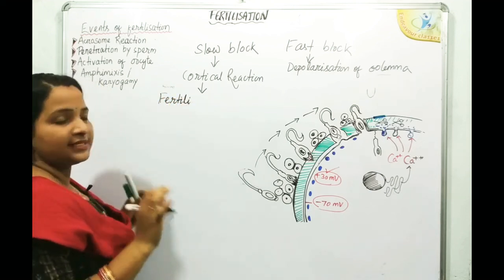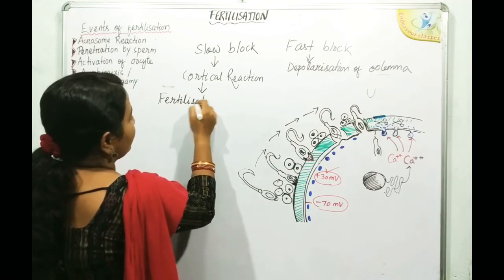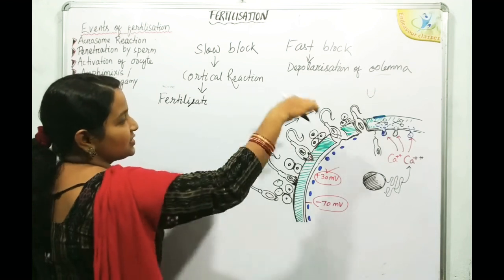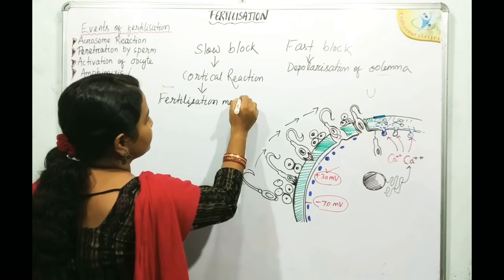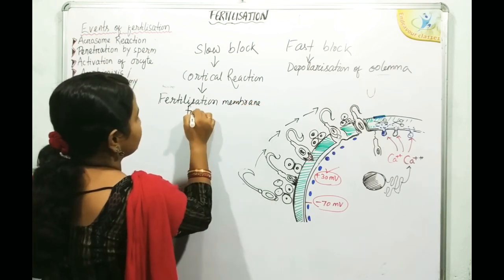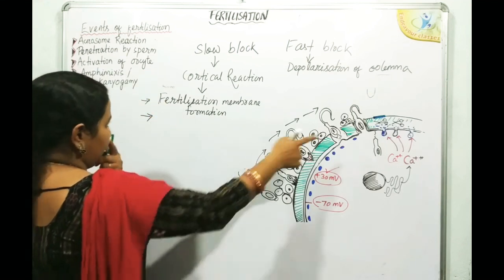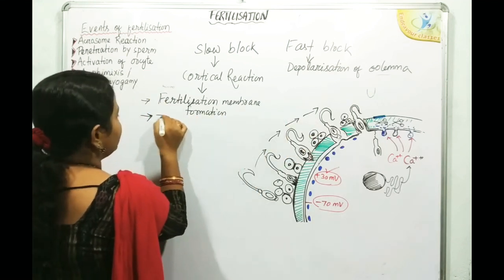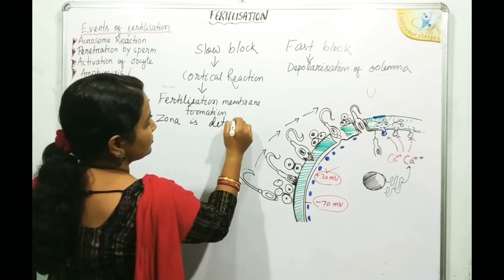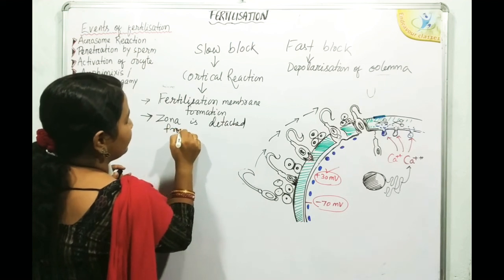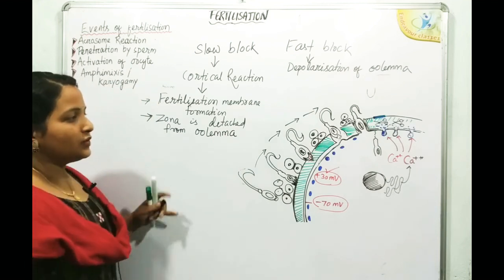Fertilization membrane is a rigid membrane, which is formed at the entrance point over the vitelline membrane. Fertilization membrane formation, and the zona pellucida is detached from the oolemma. So these things happen.